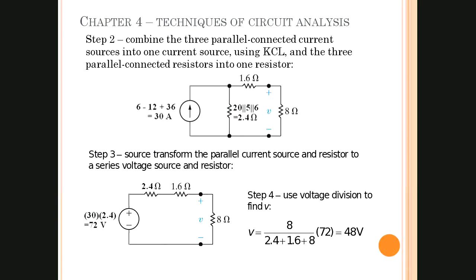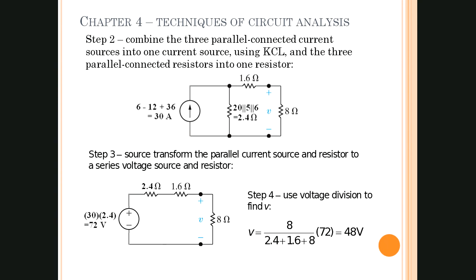And let's keep going to the next slide. We're in slide 10. So step 2, combine the 3 parallel connected current sources into one current source. And why do we do that? Because we know that KCL says that current going in through any parallel network has to equal the total current. So we can just combine all those currents that are in parallel together.